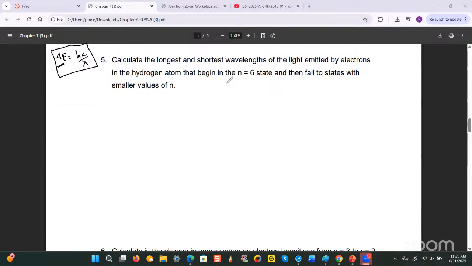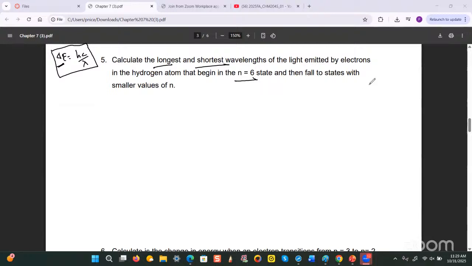In other words, the longer the wavelength, the smaller the energy gap between the two orbits of the transition, and vice versa. So what this question is saying is that you need to find the longest and shortest wavelength. The longest wavelength would correspond to the smallest energy gap between the orbits of the transition, and the shortest wavelength will correspond to the largest energy gap of the orbits involved in the transition, right? And the question continues to say that you're starting from n equals 6, and then the electron will fall to states with smaller values of n.